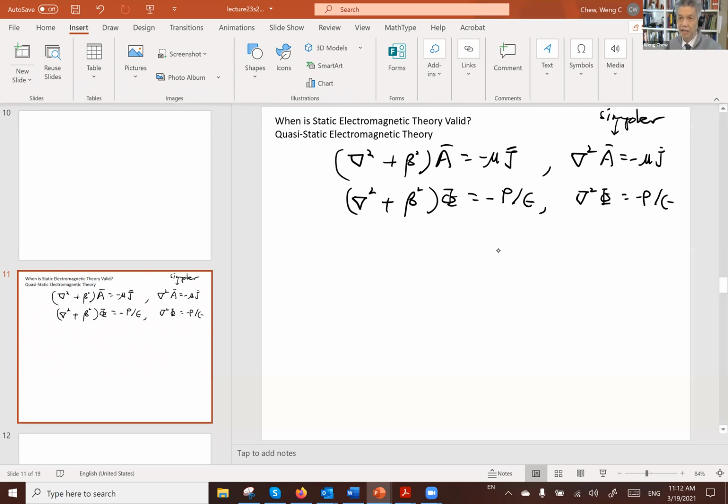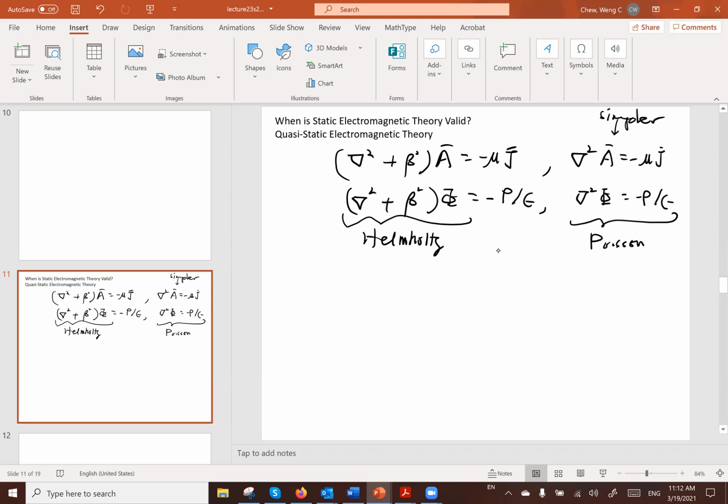So the question we ask ourselves is that when can we confine ourselves to just solving Laplace's equation and not having to solve Helmholtz? This is Laplace. This is Helmholtz. This is Laplace. Or maybe I can say Poisson. Okay, they're both French. Okay, so when can you replace the left-hand side with the right-hand side? What is the rule of thumb?